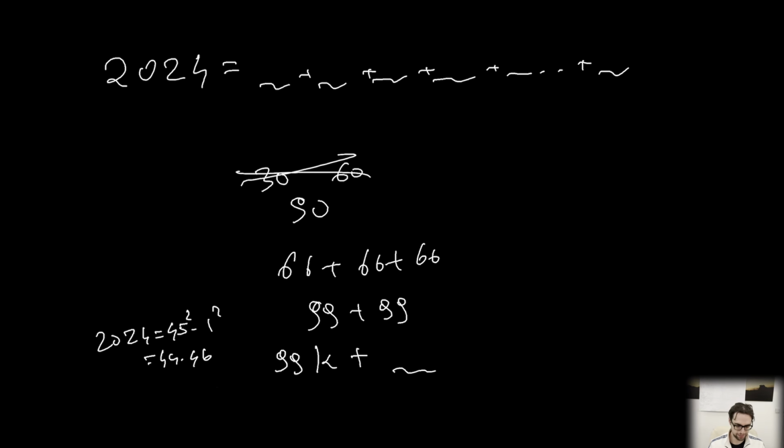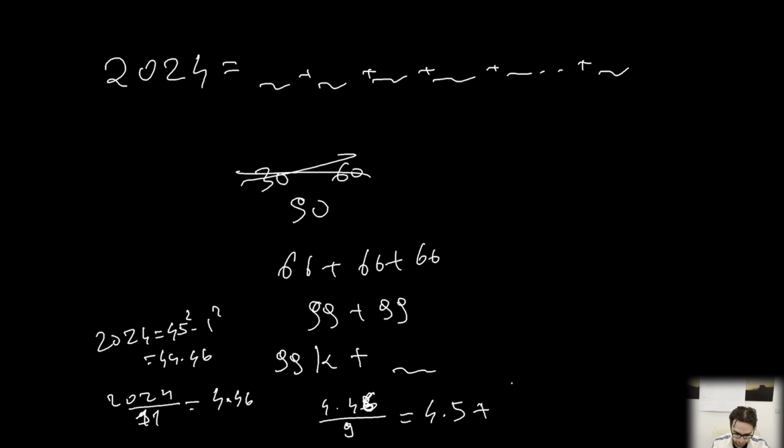When you divide this by 99, you don't get it quite nicely. I always avoid these divisions. I generally don't like dividing stuff. But we get, so 2024 divided by 11 is going to equal 4 times 46. And then for 4 times 46, we're going to divide by 9 and roughly estimate this. Well, this is 4 times 45, so 4 times 5 plus 4 over 9.